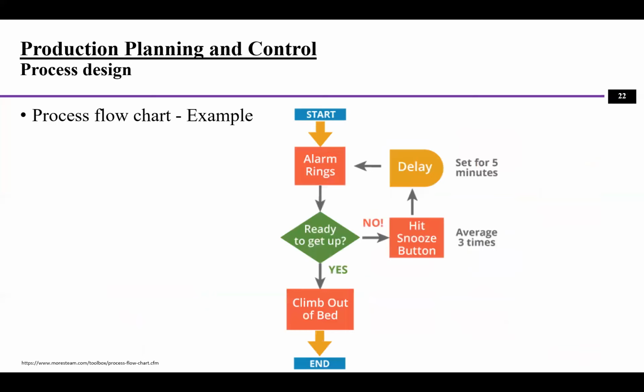And this is an example of a process flowchart. You start to get up, and then the alarm rings, and then you make a decision. Are you ready to get up yet? If not, then maybe you can hit the snooze button, and then have a delay, and the alarm rings again, and then later you make another decision. If you're ready to get up, yes, then climb out of bed and then end. So this shows how to use a process flow chart, either to show some process or show some logic.